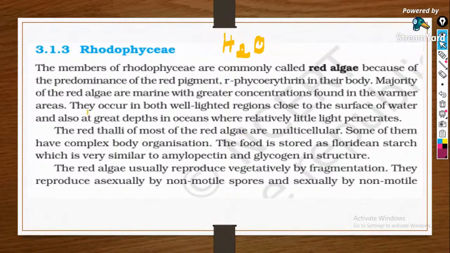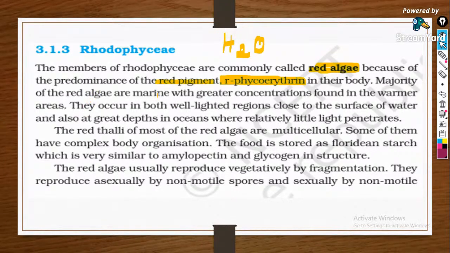Next is Rhodophyceae. Rhodophyceae are also known as red algae, because of the predominance of a red pigment, and that red pigment is phycoerythrin. R-phycoerythrin gives the red color to the red algae.